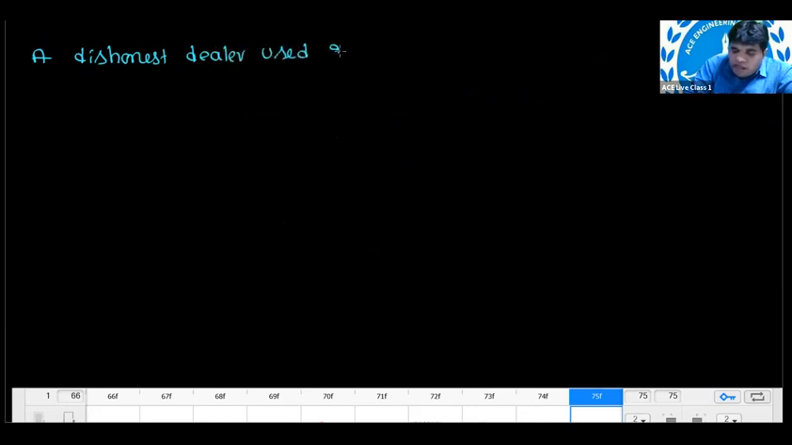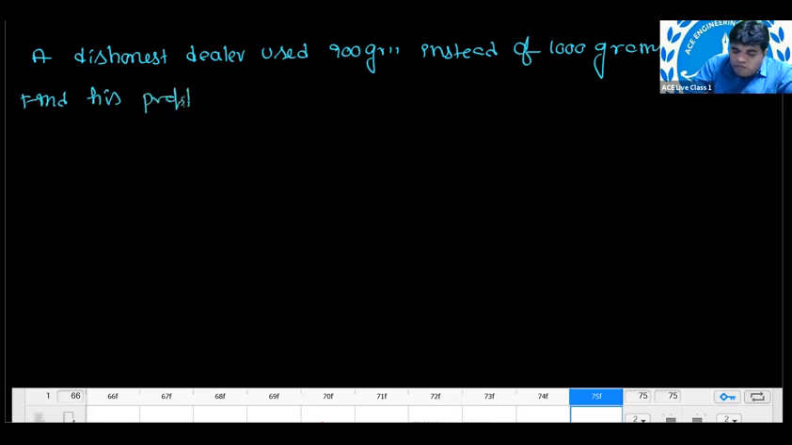First, I will explain the question. A dishonest dealer used 900 grams instead of 1000 grams. Find his profit or loss percentage.